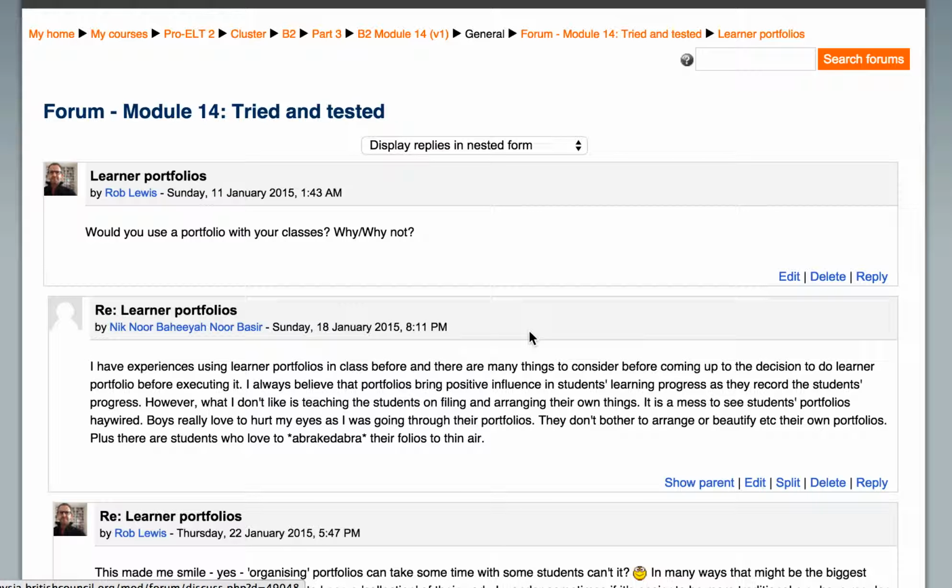As you can probably remember, it was about assessment and related areas such as portfolios. I'm going to spend just a couple of minutes this time looking at what you were discussing.